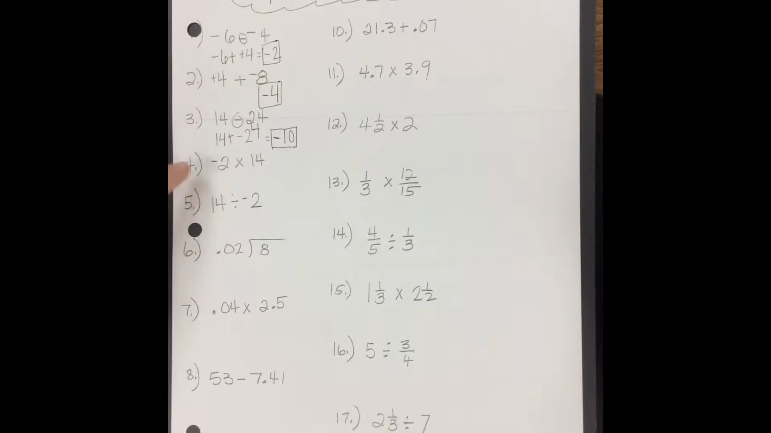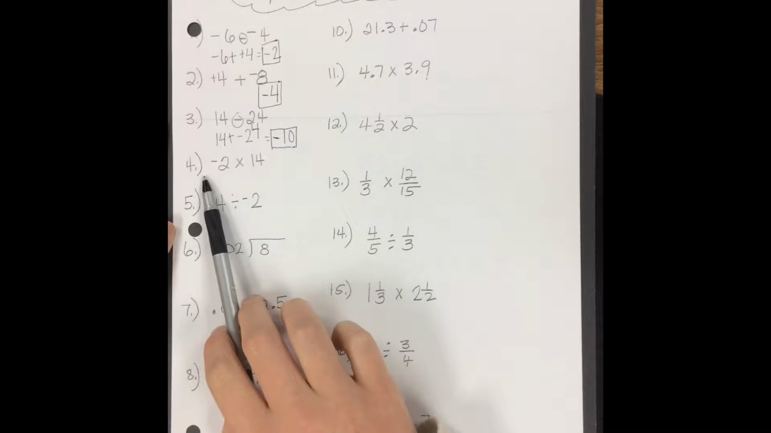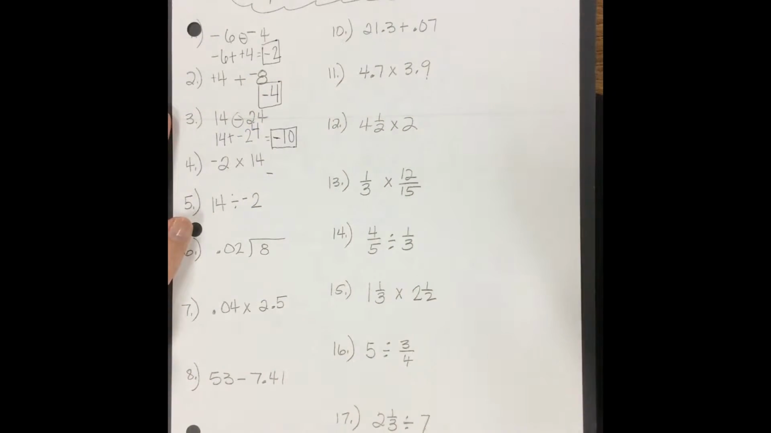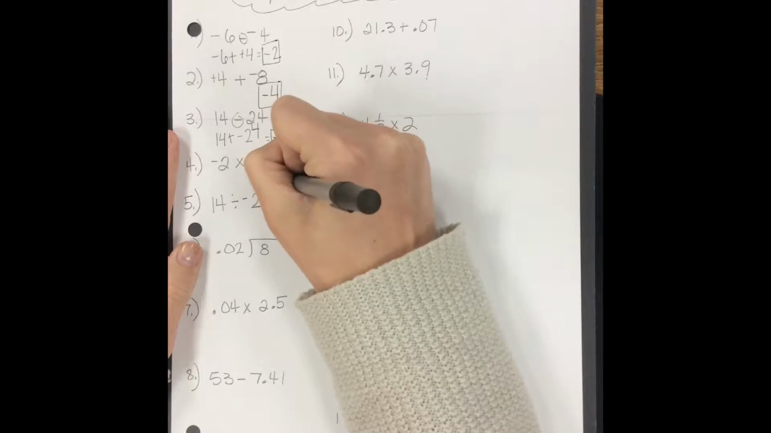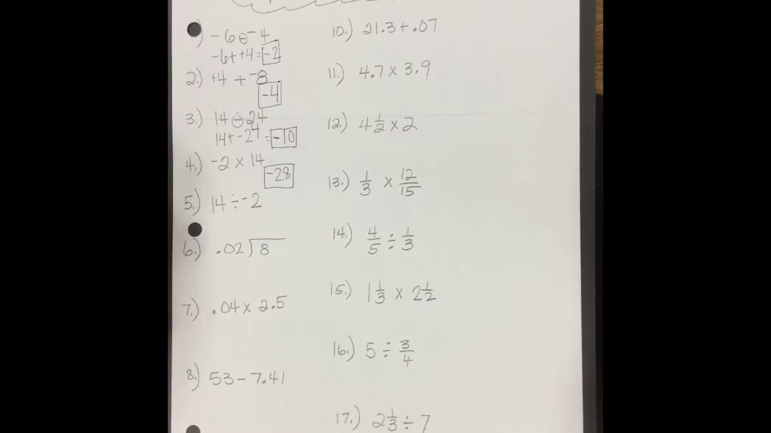Now number 4, we have -2 times 14. Now we're multiplying. Let's think back to our integer rules one more time. When we have a negative and a positive, those are different signs, and you're multiplying, your answer is negative. Now 14 times 2 is 28, so our answer is -28.